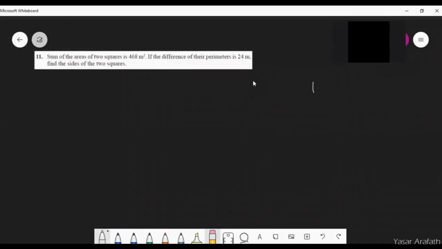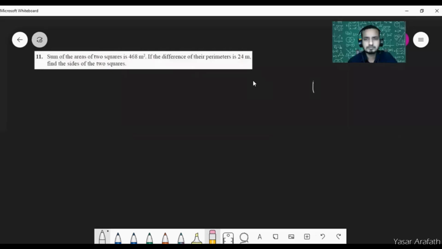Let the side of the smaller square be x and the side of the larger square be y. Then first, it is better to start with the perimeter relation. The difference of the perimeters is given as 24.